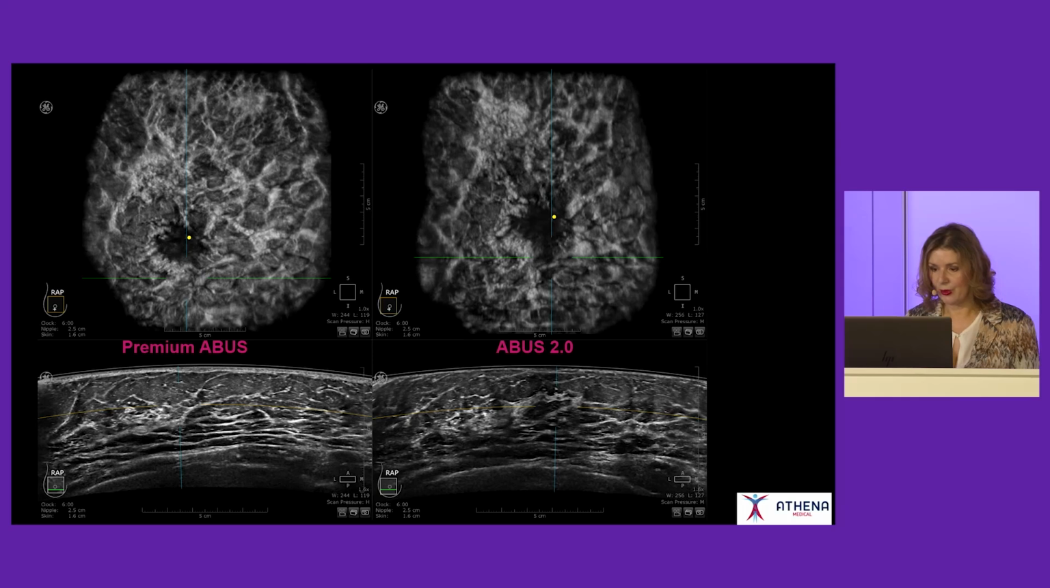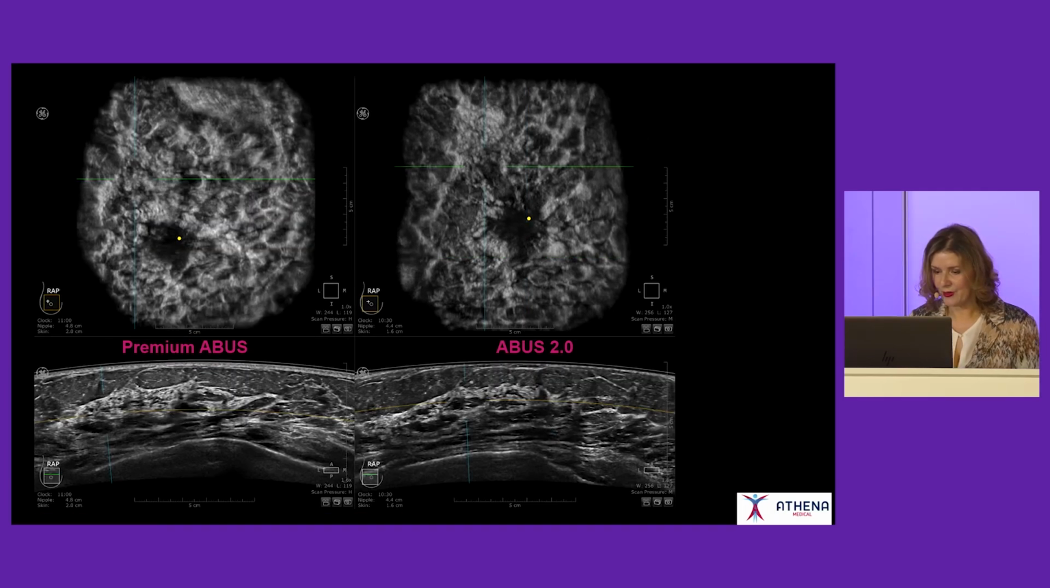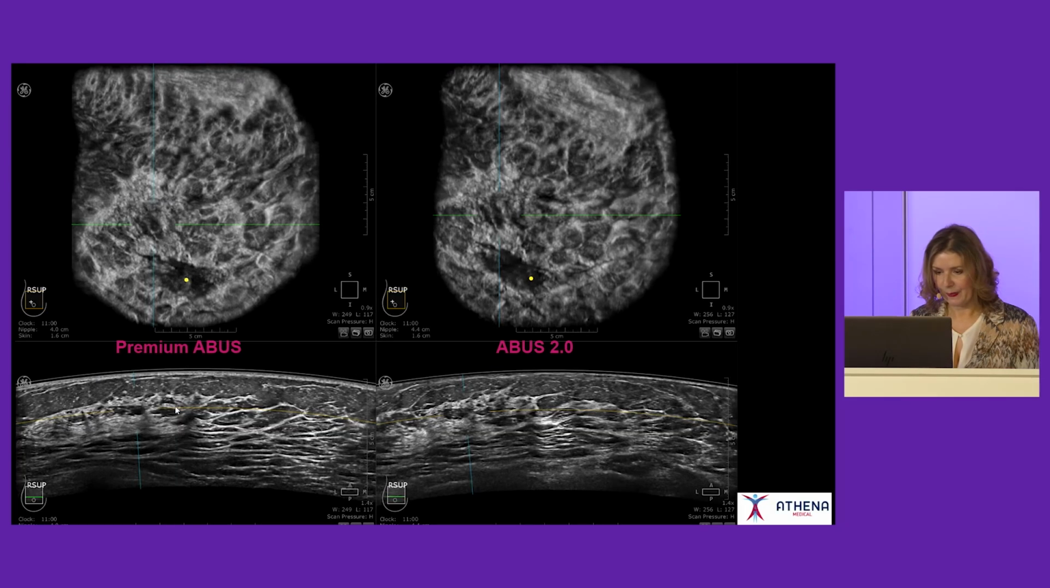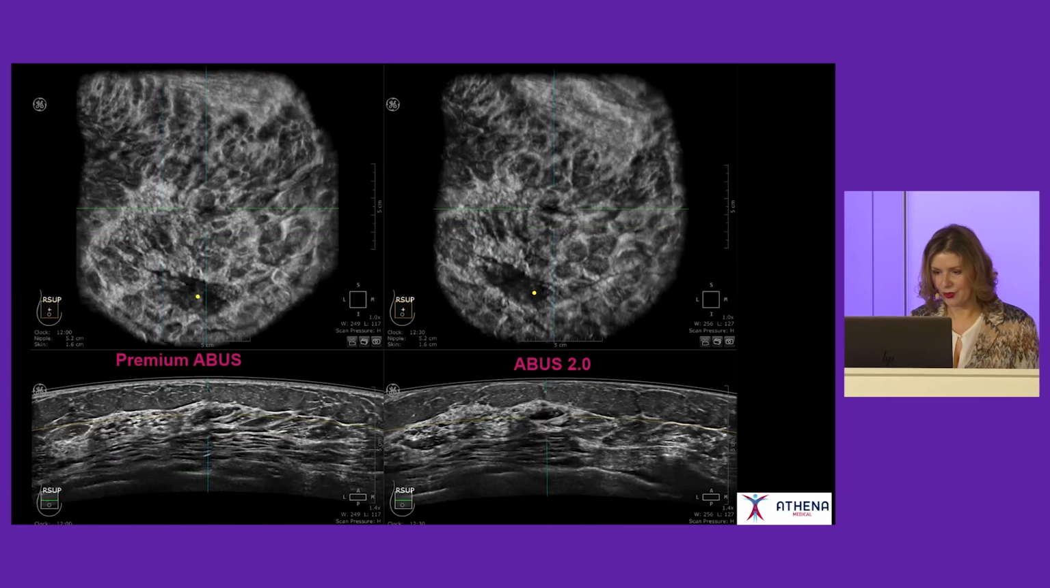And here we can go through a patient where, on the left side, I'm afraid to touch this because it moves, you can see the premium ABUS image, how it looks. And on the right side is the previous ABUS 2.0. You can see more shadowing in this area with the previous unit. Now the structures are more well defined. More images of the same patient, previous and recent examination, with the 2 different units.